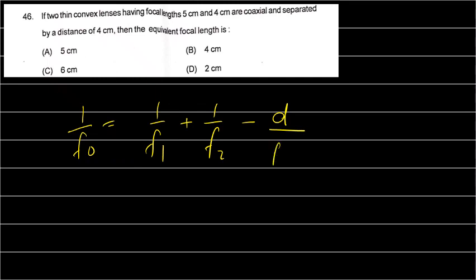Here is also a formula to calculate the equivalent focal length, that is 1 by f0 is equal to 1 by f1 plus 1 by f2 minus d by f1 f2, where d is the distance between the lenses. So if you calculate with this formula, this f naught is coming 4 centimeter. So the answer is B.